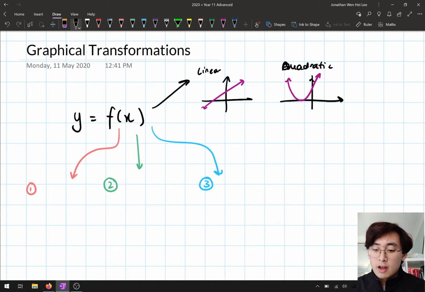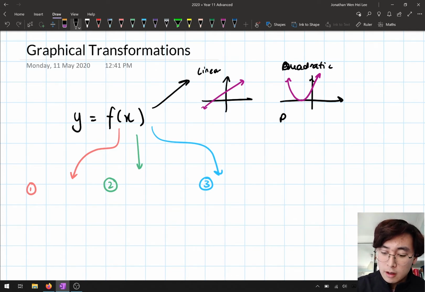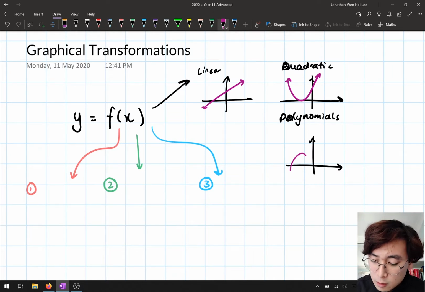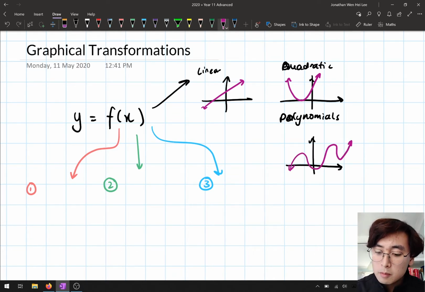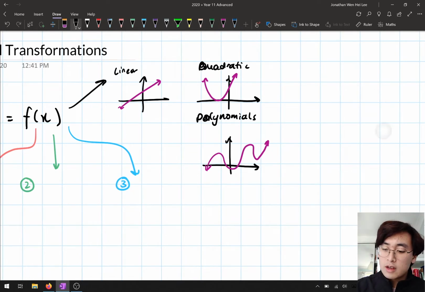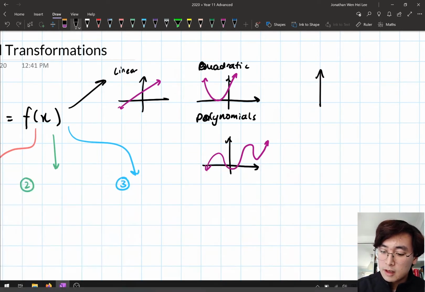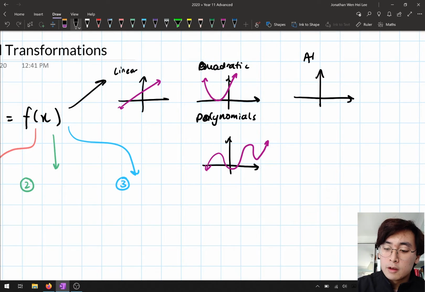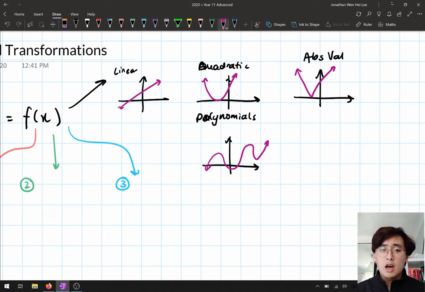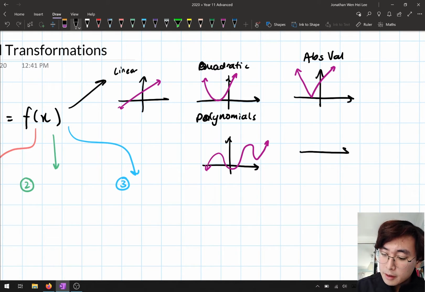We've looked at a whole bunch of other functions, such as polynomials. When you sketch a polynomial, sometimes you'll get funny, weird shapes like that. And we've also looked, most recently, at absolute value functions, and they give you this nice V shape. We've also looked at hyperbolas in this topic.